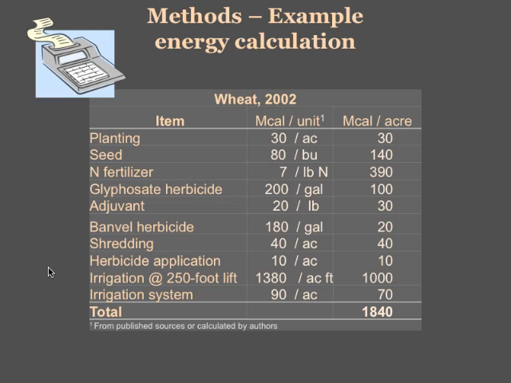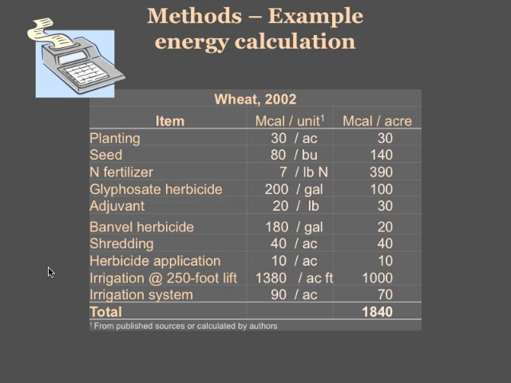So in this example, I just picked wheat from 2002, and you can see basically what we do is we build a budget a lot like a financial budget, except that instead of putting a price in dollars on every one of the items in the budget, we put a price in megacalories, which is a unit of energy measurement, or a price in pounds of carbon.